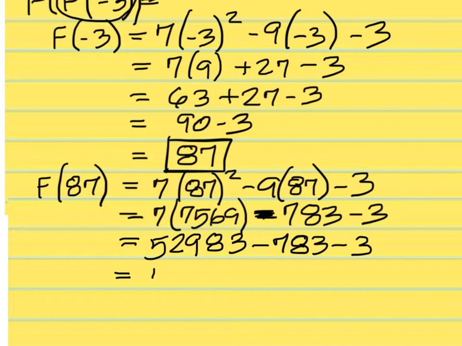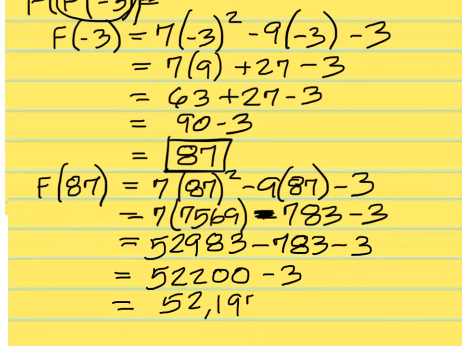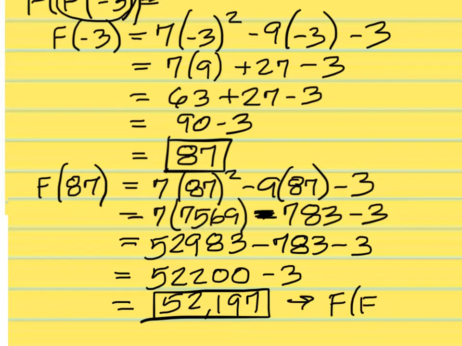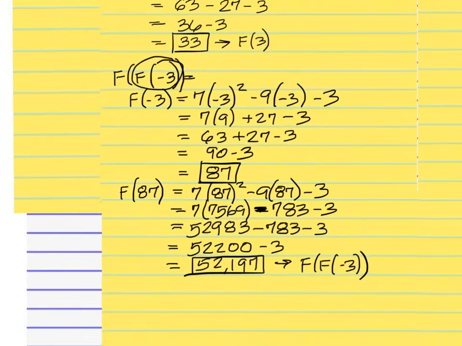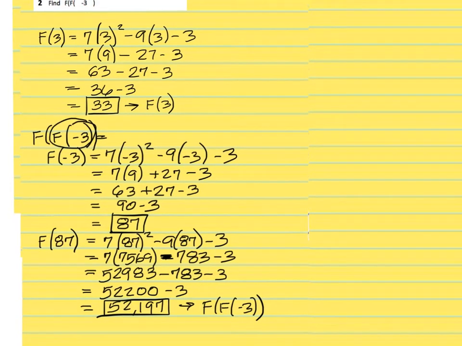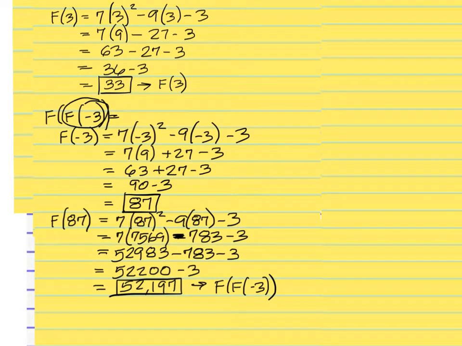And you come up with 52200. And then take away 3. So 52,197 is your final answer. That represents f of negative 3. So this is your answer for the second part. This is your answer for the first part.